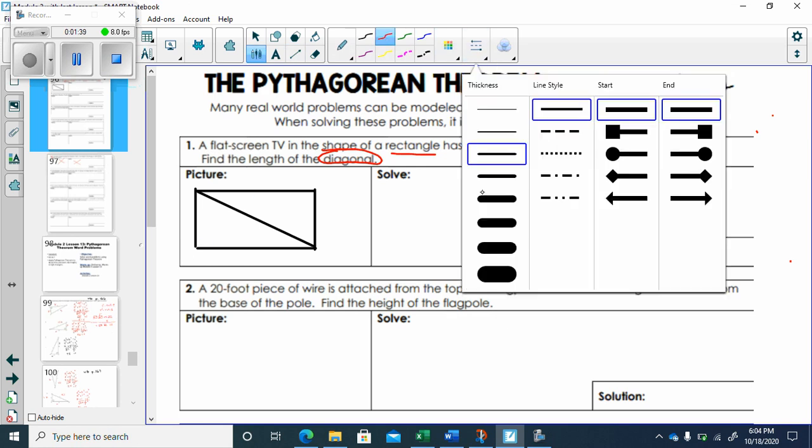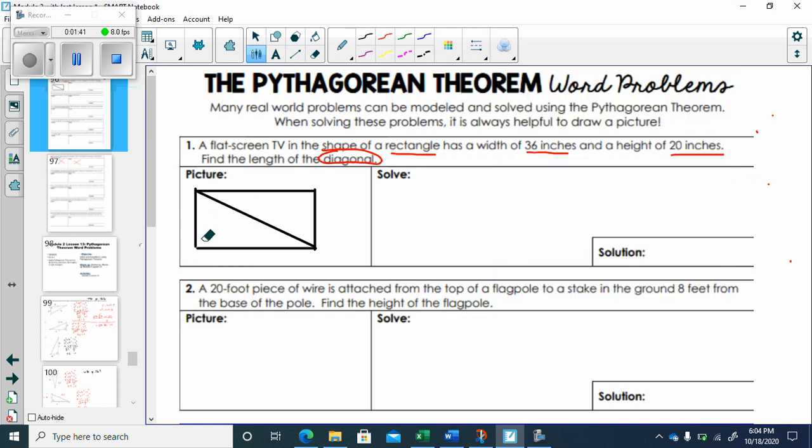Okay, we know that if you've got a rectangle, you've got right angles, don't you? All four of those are right angles, aren't they? They want the length of this diagonal. I'm going to put D here. It says the width is 36 and the height is 20, so 20 here. Width is 36. We're looking for this D.